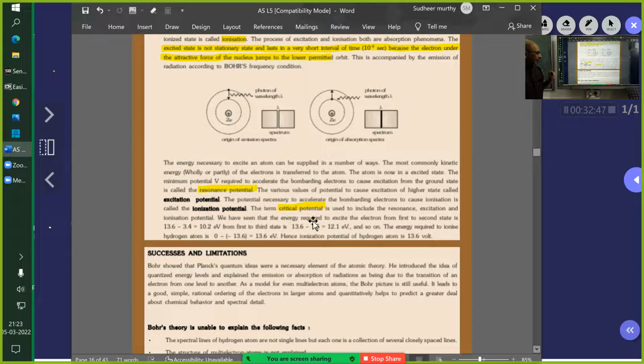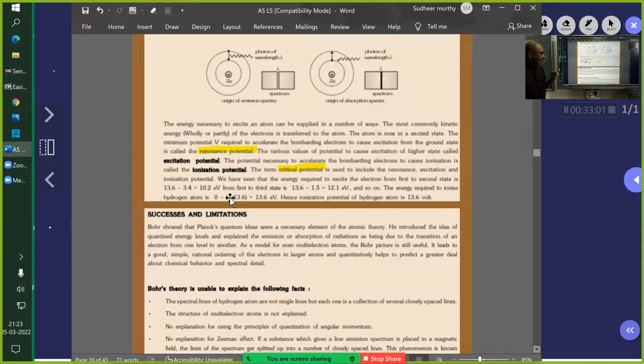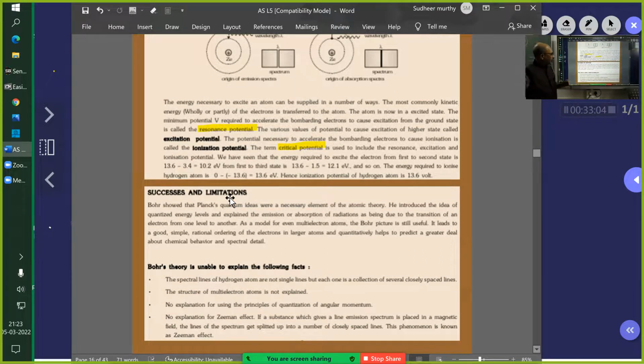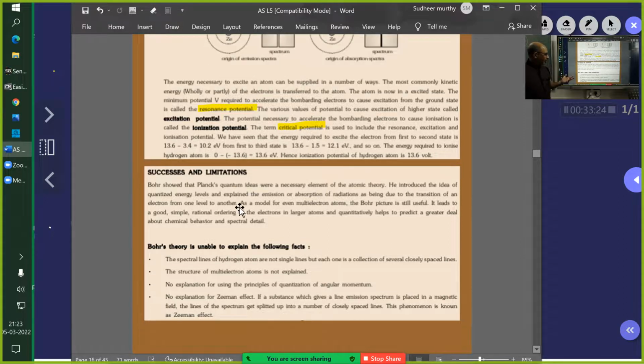Then there is another term called critical potential. The term critical potential is used to include resonance, excitation and ionization potential. All of them put together, they use the word critical potential. These are some information that all of you should know, because they are asked, and there are textbooks which students have to refer, but you don't have time to refer to many textbooks. In one textbook they would have given some information, in another textbook other information, but anyway I have tried to collect all of them and put it across. Okay friends, shall I move on?